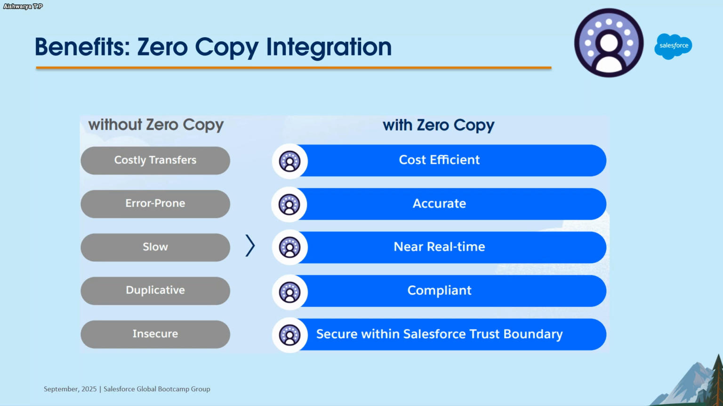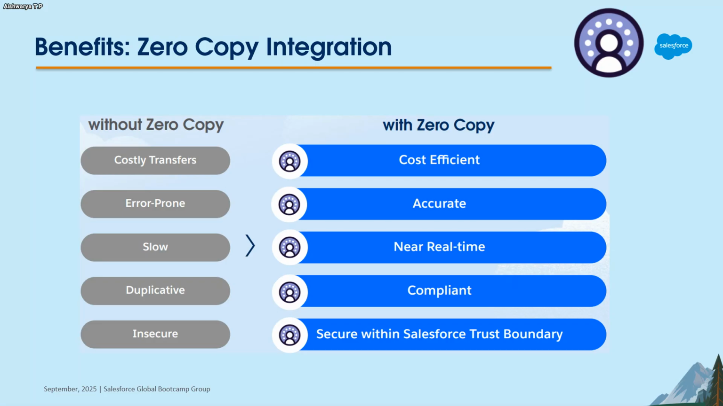Then error prone and accurate. The same example, like if I don't have zero copy, then I need to have multiple storage, right? In Data Cloud also, I'll bring the same set of data. In my source system also, I have the same data, and it's not real time. In that case, I might miss some data.